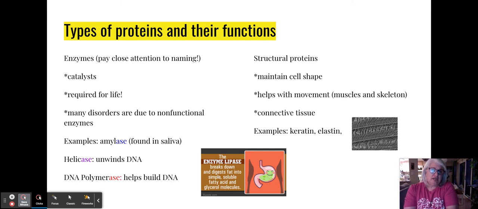You've probably heard of keratin. That's what's in your hair, your skin, your nails. Elastin is what gives your skin its flexibility. And as you get older, those start to break down a little bit and you don't have as much. And that's why you see people like me starting to sag a little bit.